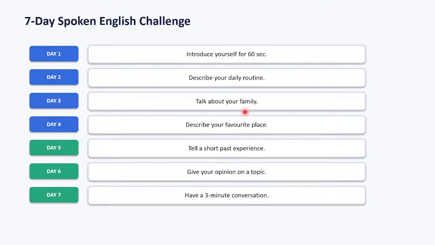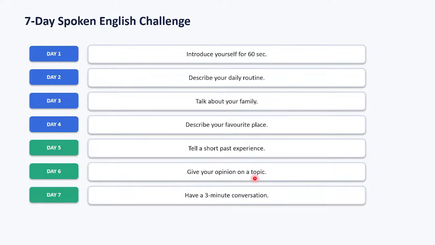For day 3, talk about your family. For day 4, describe your favorite place, whatever your favorite place might be, it could be a cafe, whatever it may be. Choose the place which you can explain correctly, which you can describe, right? Day 5, tell a short past experience, whatever it could be. For example, one interview you have given, what that interviewer asked and what answers you have given, and how that experience was, you can give it.